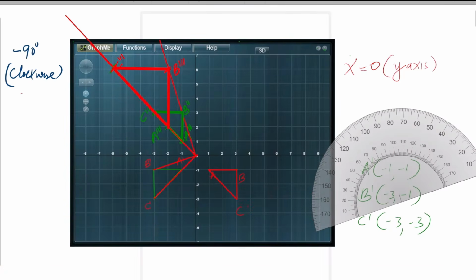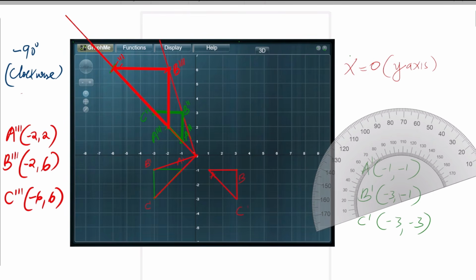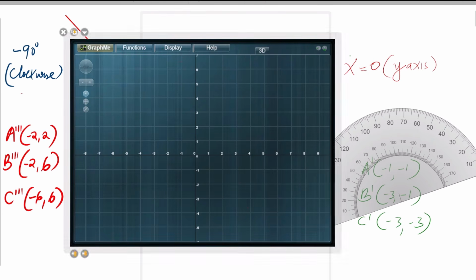So the coordinates are as follows. A triple prime will be -2, 2. Then B triple prime will be -2, 6. And then C triple prime will be -6, 6. So that is how you're supposed to solve that question.